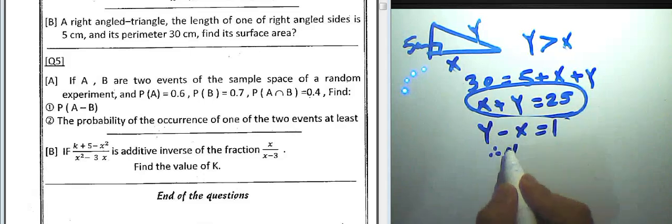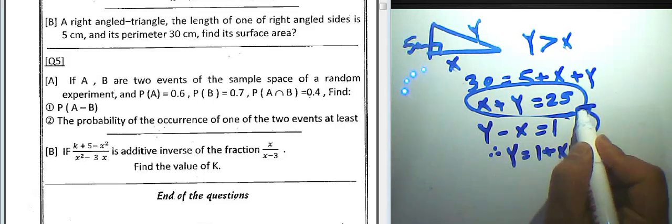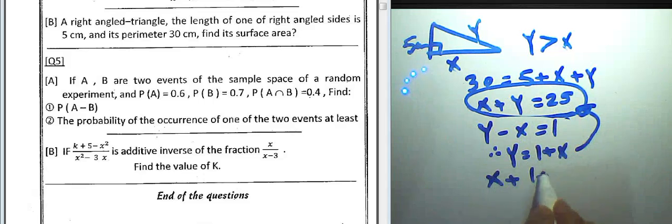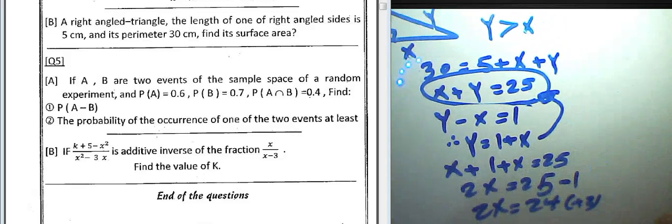Then y will be 1 plus x. Okay, put in this relation y equals 1 plus x. Then x plus 1 plus x equals 25. Then 2x equals 25. x plus x equals 2x. You can move 1 to the left hand side. Then 2x equals 24, divided by 2. Then x will be equal to 12.